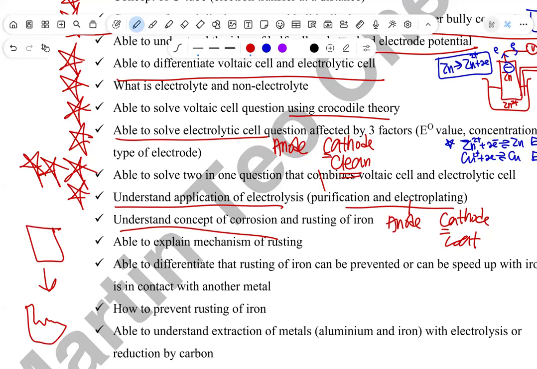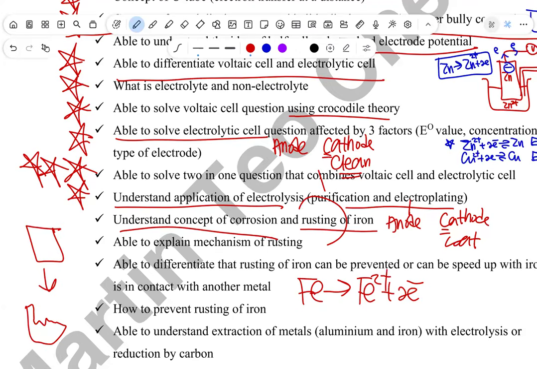Okay? And what is rusting? Rusting means the iron is corroded. When iron loses electrons to become Fe2+, the iron is corroded. And the word rusting can only be used by iron. You cannot say magnesium rusts. You cannot say aluminium rusts. All the metals can use the word corrode. Rusting is only used for iron.